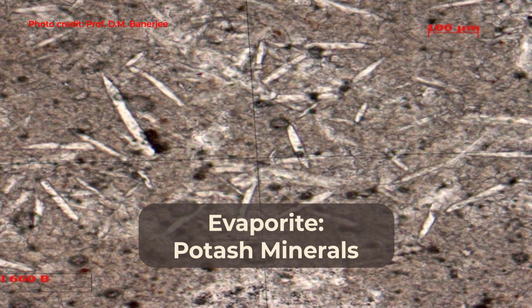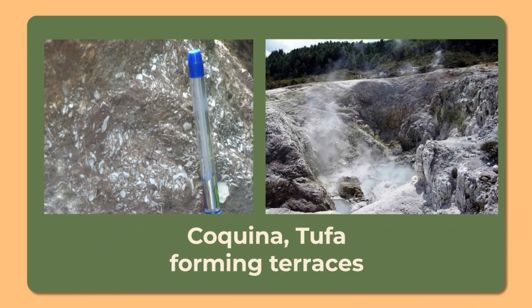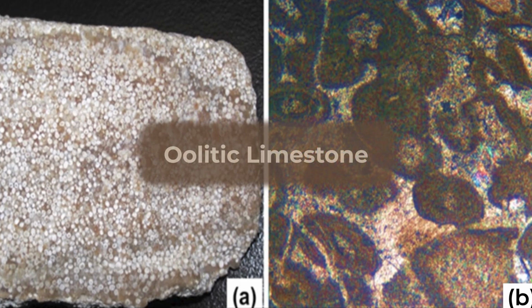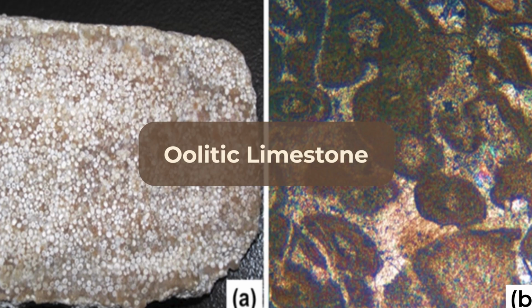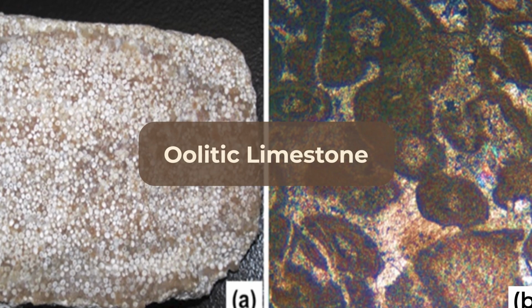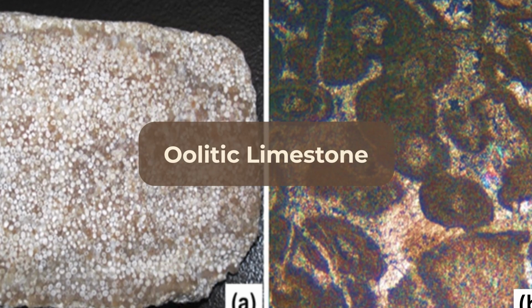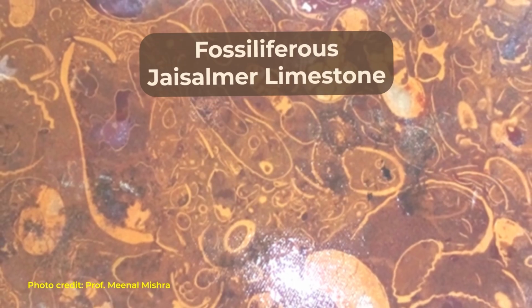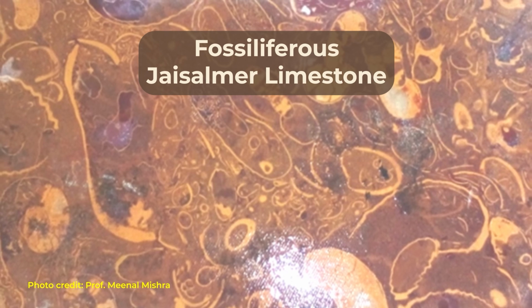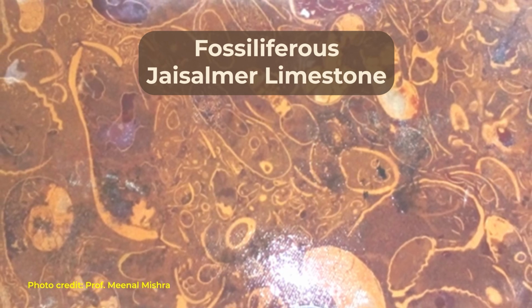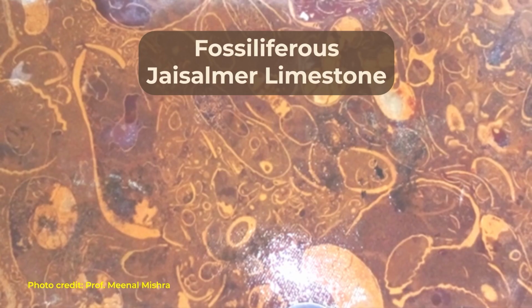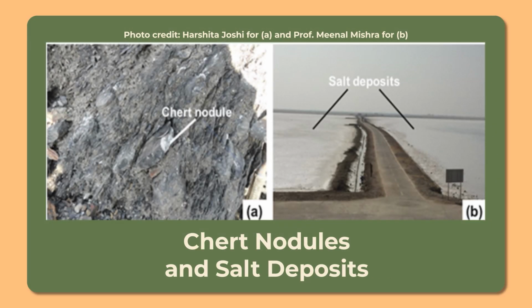It's a thin section. Coquina and tufa formed: you can see coquina on the left side, and tufa forming on the river, on the terraces. There are oolitic limestones, the oolites you can see are rounded ones, and there are also pisolites, and you can see more oolitic limestone in the thin section on the right side. There is a fossiliferous Jaisalmer limestone with fossils. There are chert nodules here, and there is a salt deposit.